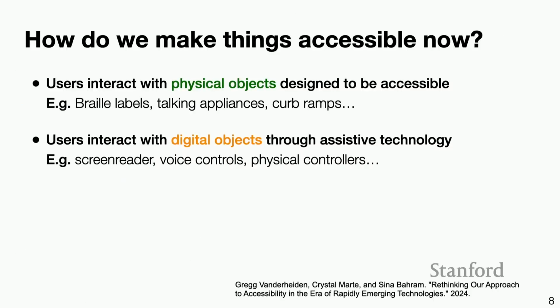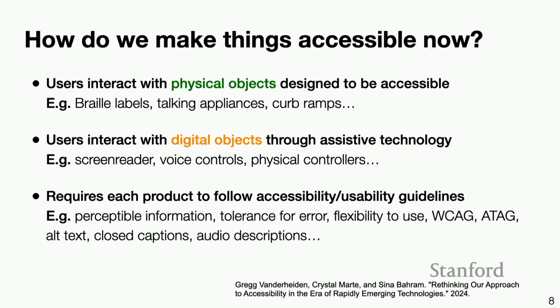So we have created accessibility and usability guidelines to help companies design products that are usable by more people, right? However, to make things accessible, it requires each product to follow a set of these guidelines, such as perceptible information, tolerance for error, and flexibility of use. These you might have learned in universal design principles.